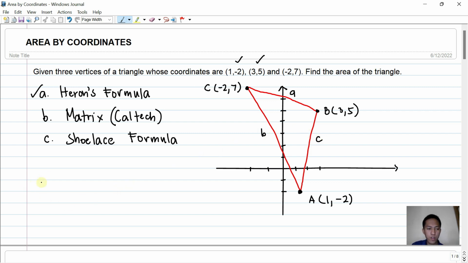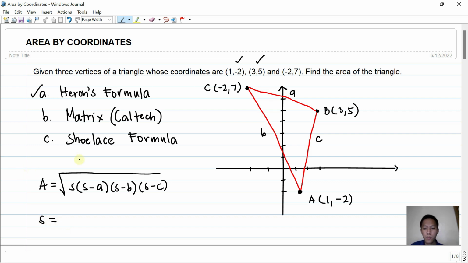So going back to Heron's formula, the area of a triangle is equal to the square root of s times (s minus a) times (s minus b) times the quantity (s minus c), wherein s is the semi-perimeter. So, ibig sabihin guys, kapag semi-perimeter, that is 1/2 of the perimeter. So, how do you get the perimeter? You just add the lengths of the sides. So, that is a plus b plus c. That is the perimeter. So, semi-perimeter, that is 1/2 of the perimeter. So it becomes (a plus b plus c) all over 2.